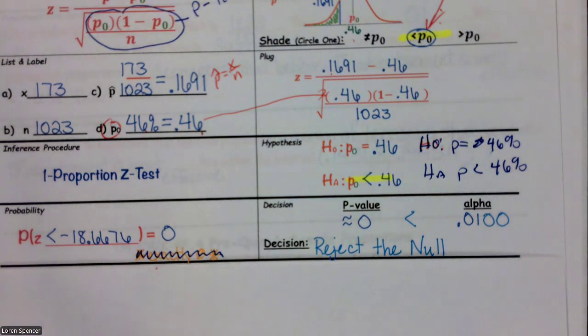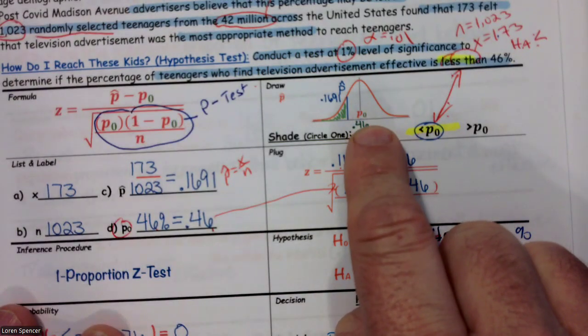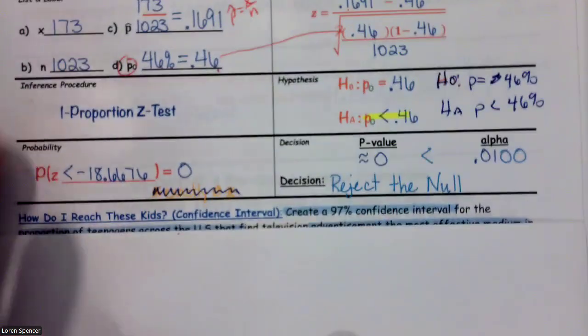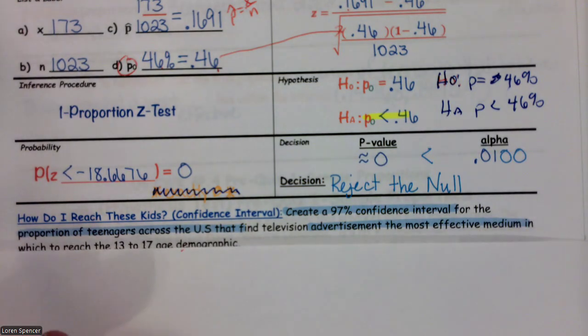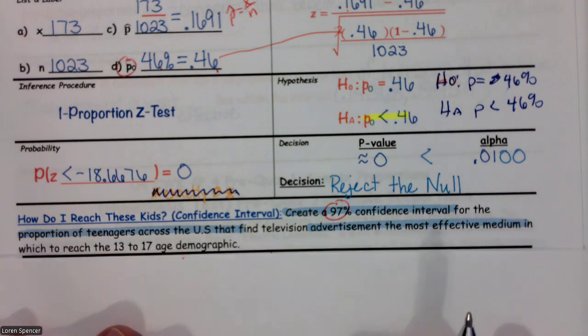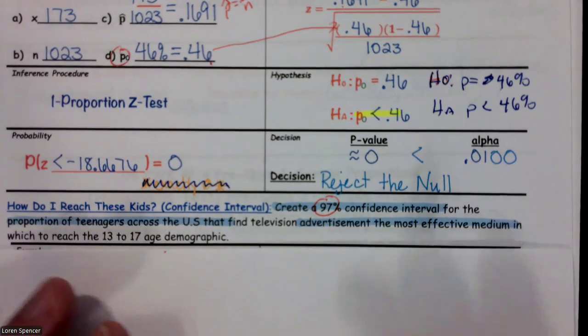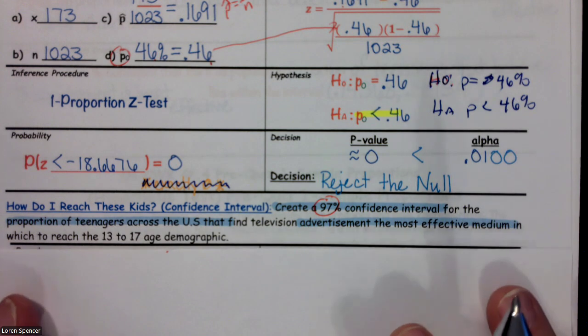Now switching over to the confidence interval. With the confidence interval, we're not going to center our drawing on the population proportion anymore. We're going to center it on our p hat. So it says create a 97% confidence interval for the proportion of teenagers across the U.S. that find television the most effective medium. All right. So once again, we're going to hold off on doing the parameter and the conditions. We're going to do that in our notes. So right here, we're just going to quickly run the test.